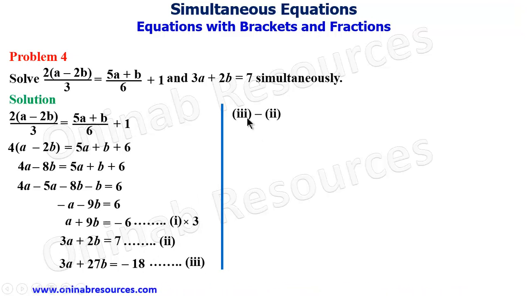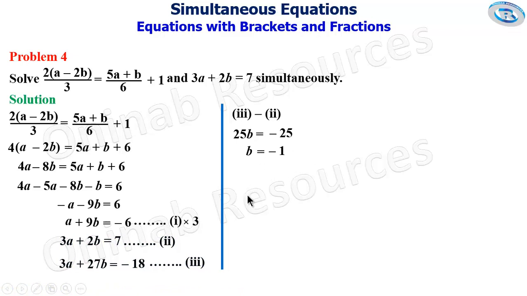So we say equation 3 minus equation 2. So that's going to give us 3a minus 3a, 0. 27b minus 2b gives 25b. This is equal to negative 18 minus 7 gives negative 25. So dividing both sides by 25, we have b is equal to negative 1. And that's all for b.